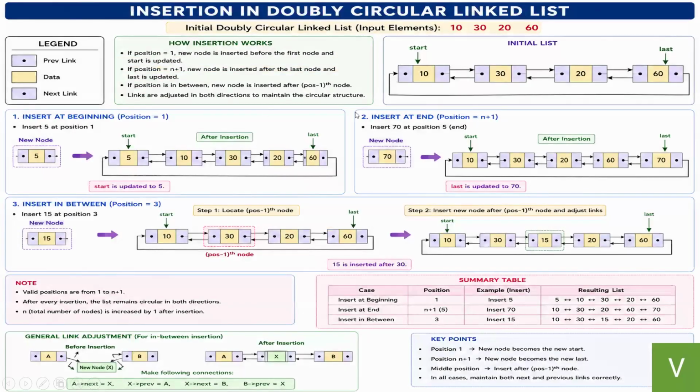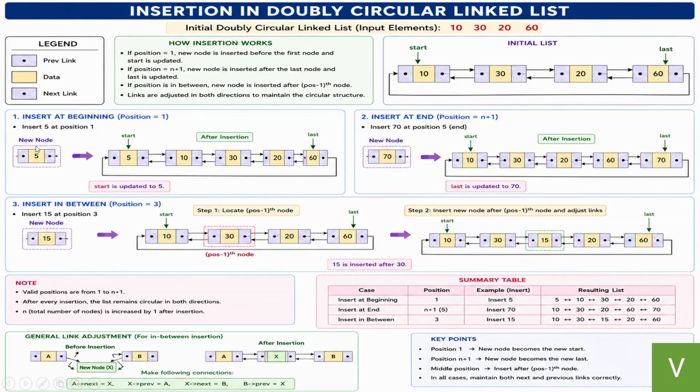So let us consider we have four elements in the double circular linked list: 10, 30, 20 and 60. After creating the double circular linked list, we will have two pointers, start and last. The start pointer corresponds to the starting node and the last pointer variable corresponds to the last node. So first case, if you want to insert element 5 at the beginning, that is position 1.